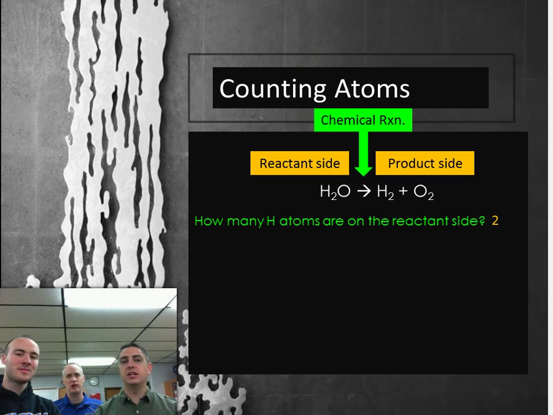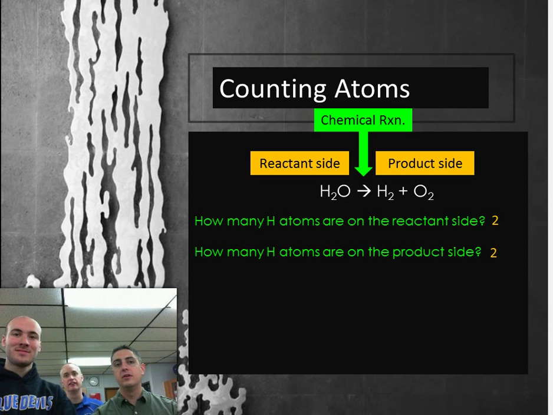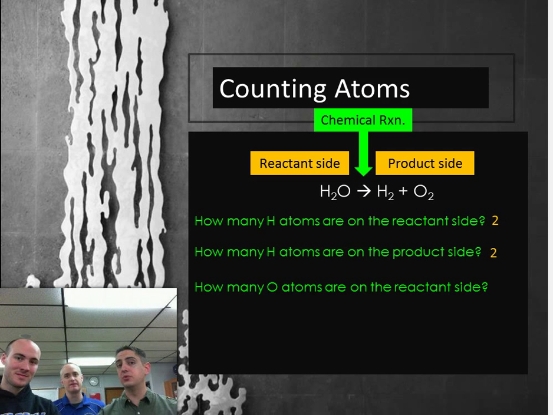Now the next question is, how many hydrogens are on the product side? Looks like 2. Another H2, and I don't see any other H's on that side. Perfect. So that's good, because 2 and 2. So we're happy there. Now, how many oxygens are on the reactant side?